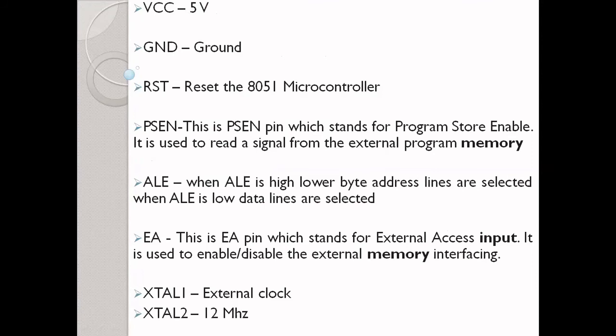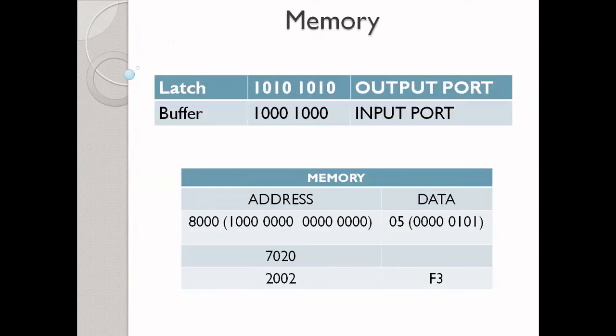ALE: when ALE is high, it will act as address lines, and when ALE is low, it will act as data lines. EA is used to access the external memory. And the crystal oscillator XTAL1 and XTAL2 is used for the external clock. It will generate a clock frequency of 12 megahertz.